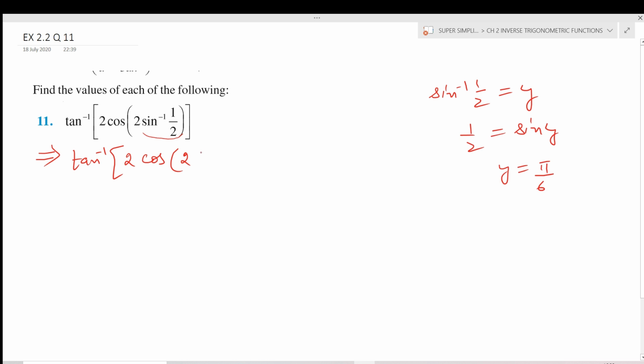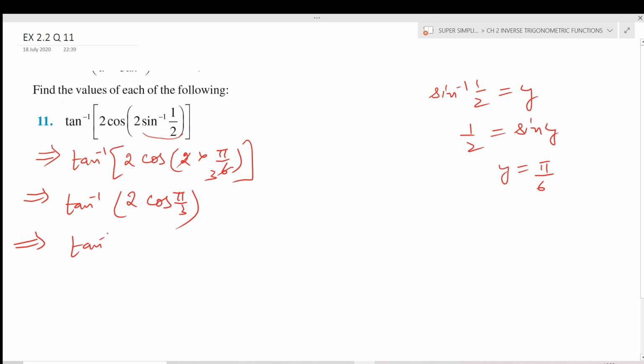So in place of sine inverse 1 by 2, I can write pi by 6, because at pi by 6 or 30 degree sine theta is 1 by 2. So now you can cancel and this becomes pi by 3. So we have tan inverse 2 cos pi by 3. Now you have to substitute the value of cos pi by 3. Cos pi by 3 means cos 60 degree. So the value of cos 60 degree is nothing but 1 by 2.